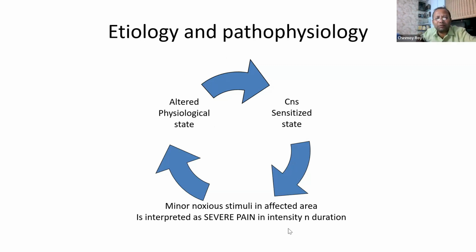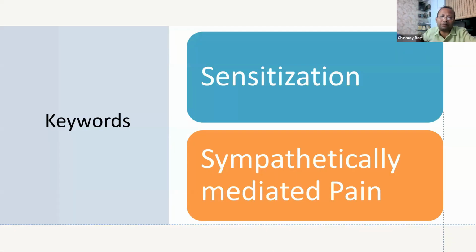Etiology and pathophysiology, I'm not going into it, because CRPS is actually a neuropathic pain. So whatever happens in neuropathic pain, here also it happens. The keyword is sensitization. As I already took the class on sensitization, neuropathic pain, and nociceptive pain, sensitization is the main thing here.